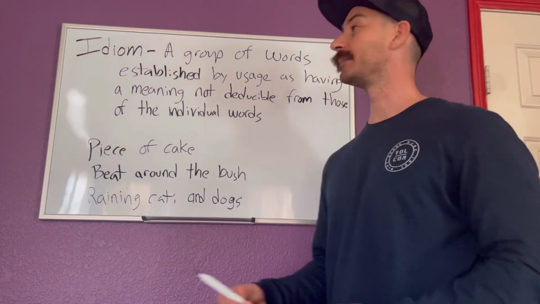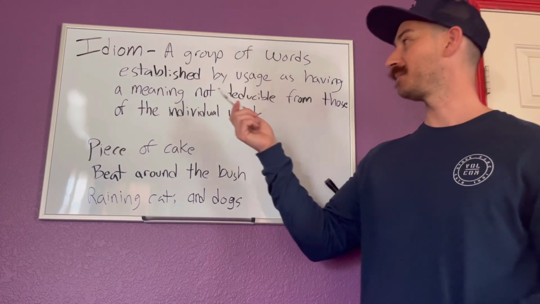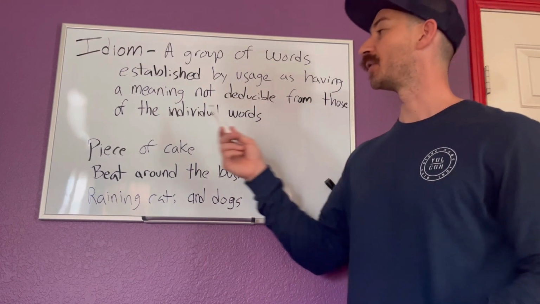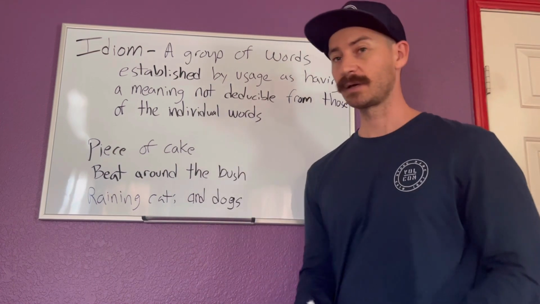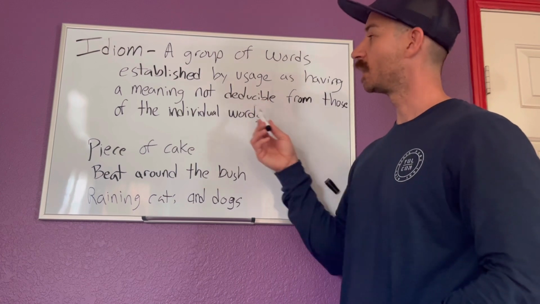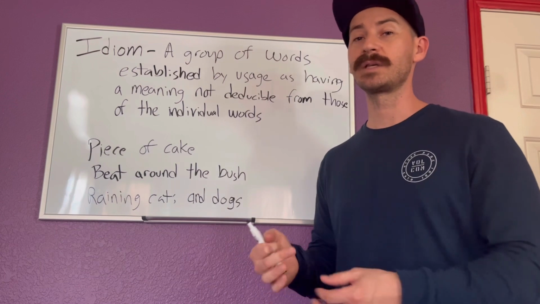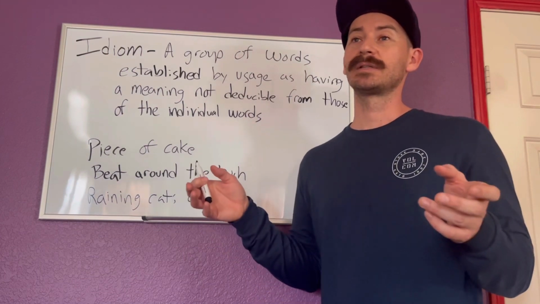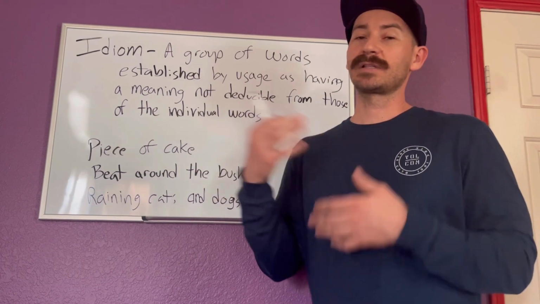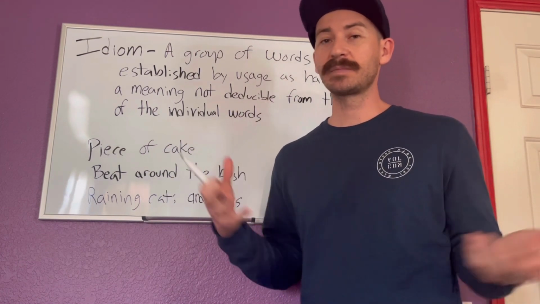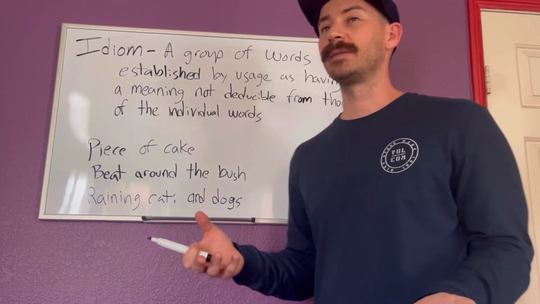Okay, an idiom. An idiom is a group of words established by usage as having a meaning not deducible from those of the individual words. So what does that mean? You can't deduce what it means. Deduce is to be able to use the context to figure out what it means. But they've been established through their usage. So because they've been used in this context so many times, so broadly, everybody understands what these phrases mean, but it doesn't make any sense.